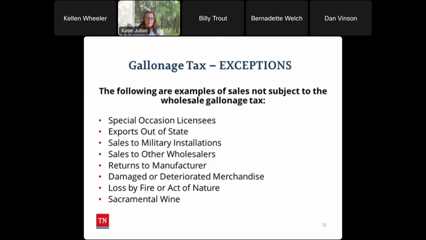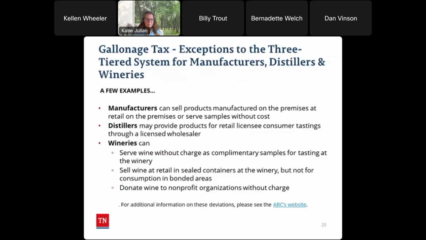A few examples of exceptions to that are that manufacturers can sell products manufactured on the premises at retail on the premises or serve samples without cost. Distillers can provide products for retail license, consumer tastings through a licensed wholesaler, and wineries can serve wine without charge as complimentary samples for tastings at the winery, sell wine at retail in sealed containers at their winery, but not for consumption in bonded areas, and they can also donate wine to nonprofit organizations without charge.